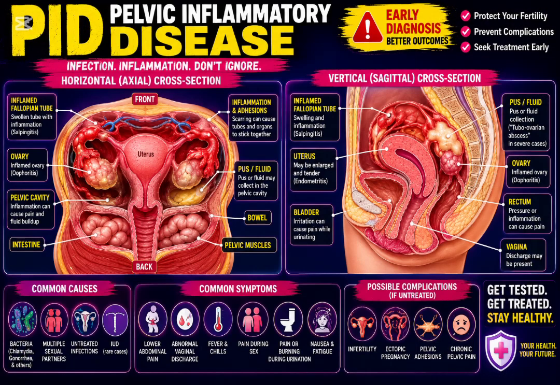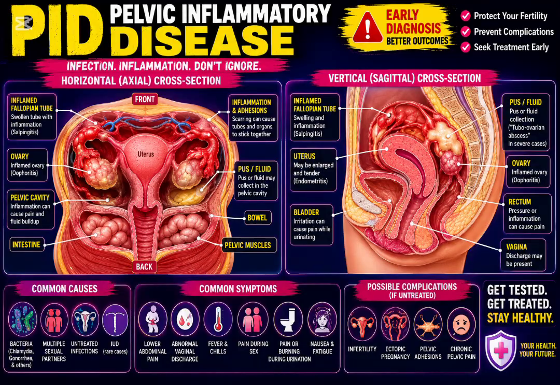Symptoms, complications and treatment. As PID progresses, inflammation can cause swelling, irritation, and sometimes fluid or pus around the reproductive organs. The healing process can also create scar tissue and adhesions, which may cause long-term problems.